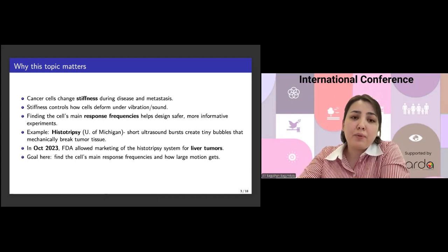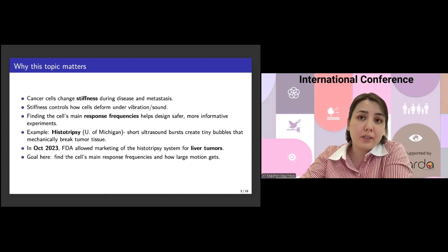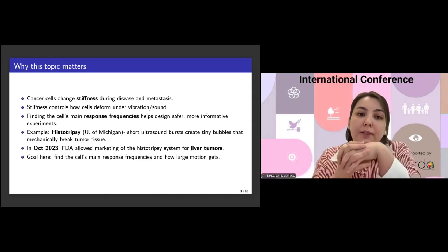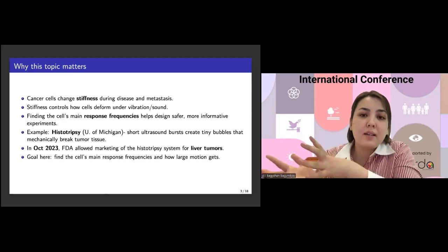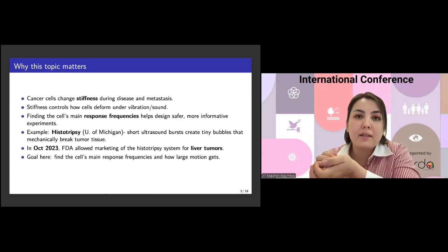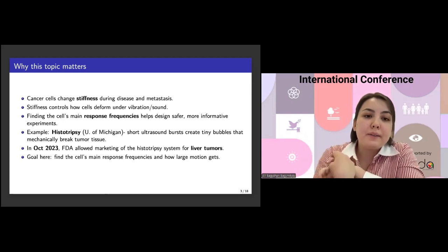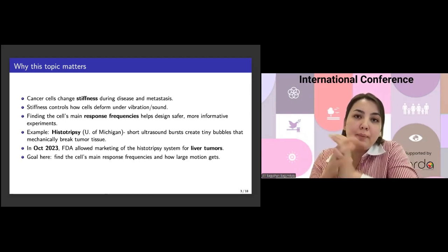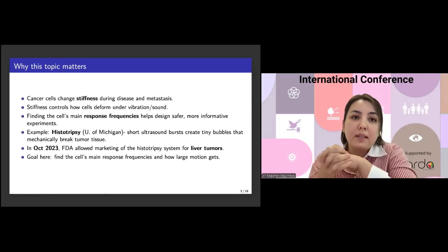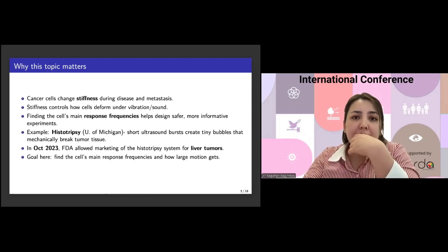So why is this topic important, and why did we decide to study it? As I mentioned before, cancer cells are not only biologically different from normal cells, they are also mechanically different. For example, the stiffness of a cancer cell can change during metastasis or disease. This is important because stiffness controls how a cell deforms under mechanical sound or vibrations. If we know the main response frequencies of a cell, we can better understand how the cell reacts to external forces.